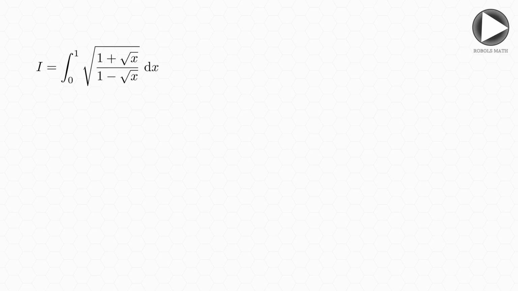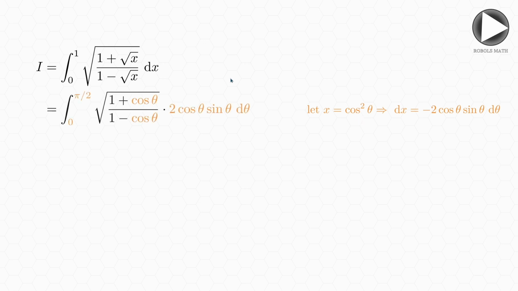So what we will do here is let square root of x be equal to cosine theta. In a way, that's equivalent to saying that x is equal to cosine squared of theta. And if we do that, we have dx equal to negative 2 cosine theta sine theta d theta. If x equals 0, then cosine theta must be 0 and theta must be pi over 2. At x equals 1, theta must be 0. So the new bounds of integration should be pi over 2 to 0.